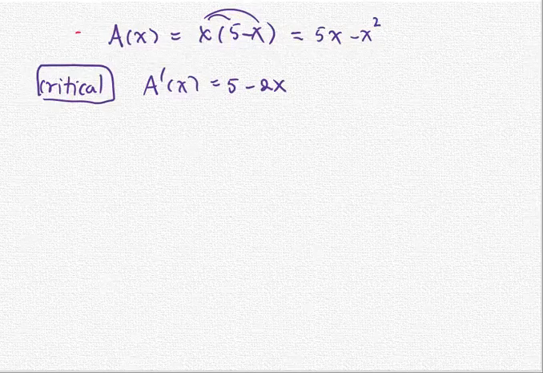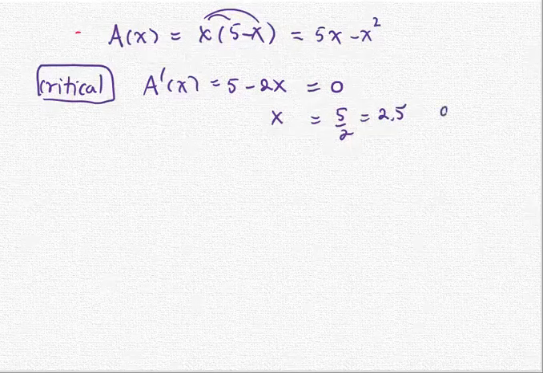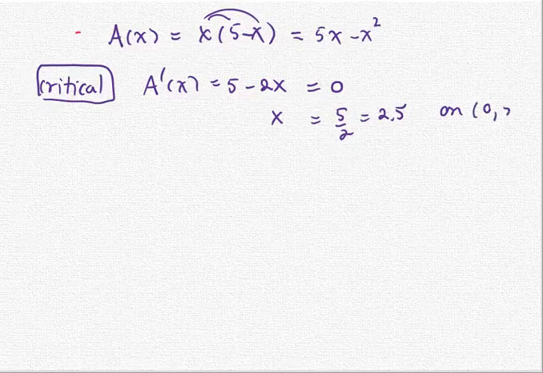This is a polynomial function. The critical value can be found from the case that A prime equals 0. Then solve for x equals 5 over 2, or 2.5. And the number x equals 2.5 is in the open interval 0 to 5, which is the interval of interest.